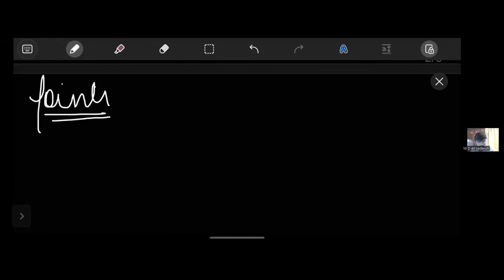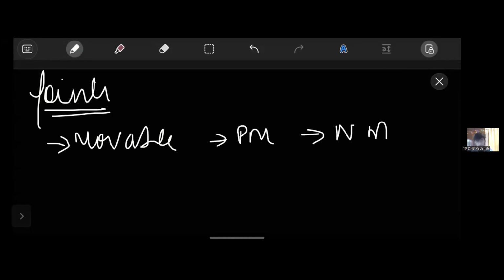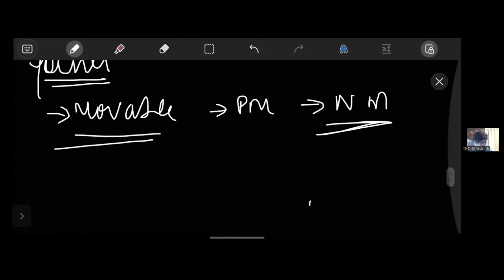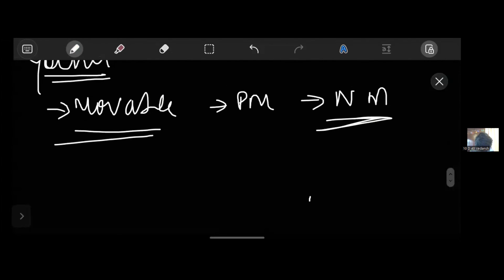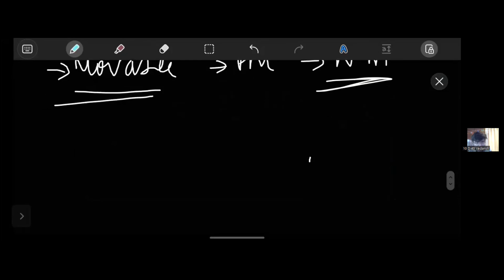Okay, the joints. Now, there are three types of joints. First is movable, partially movable, and non-movable. For examples of movable joints, you can say gliding joint. We will come back to movable joints later. Let us talk about non-movable first. So the non-movable joint is found in your cranium, so in your skull.